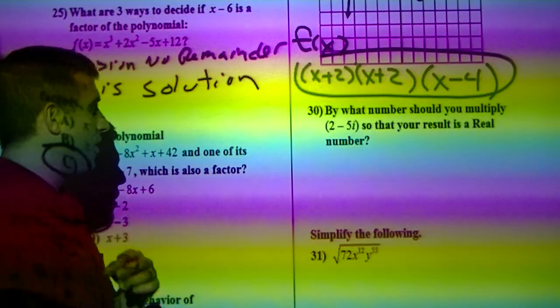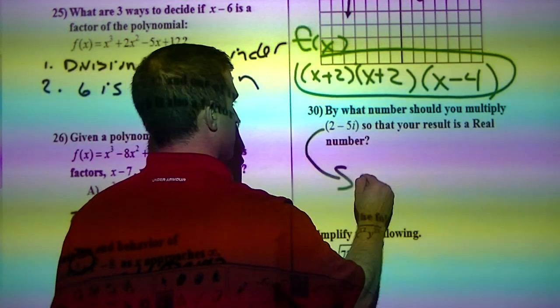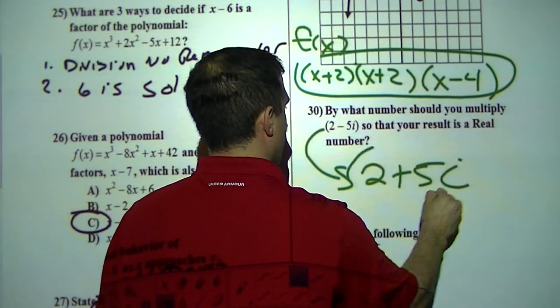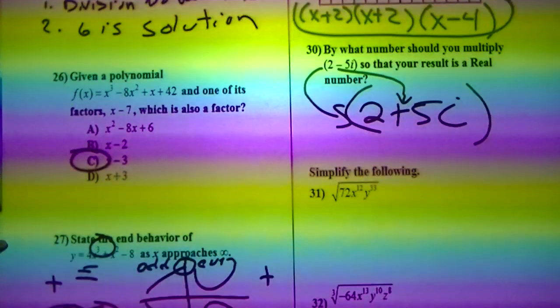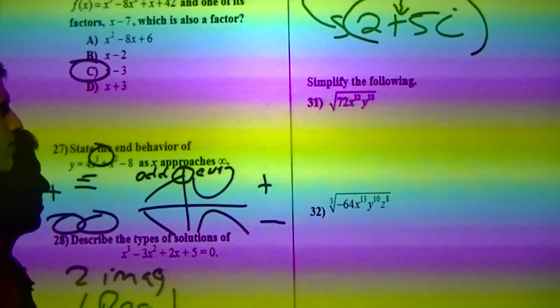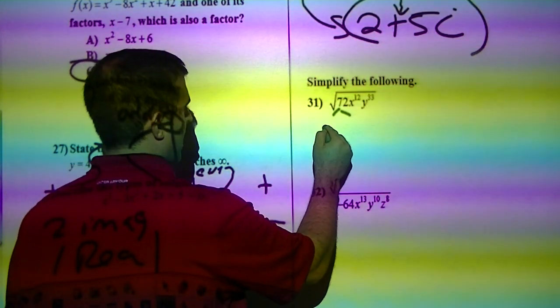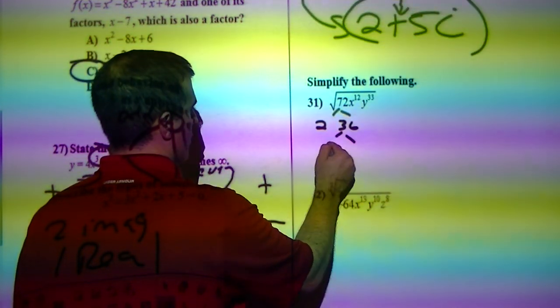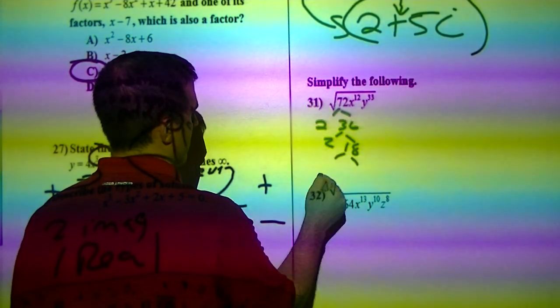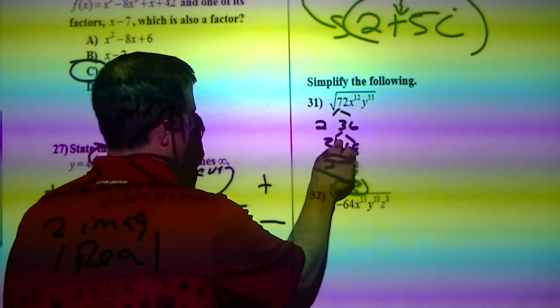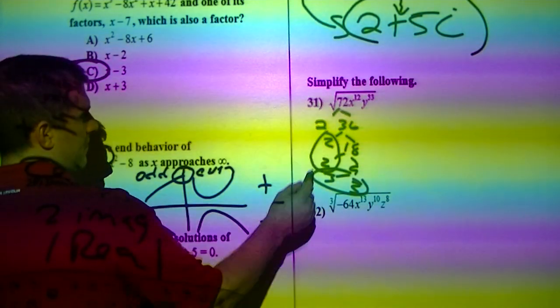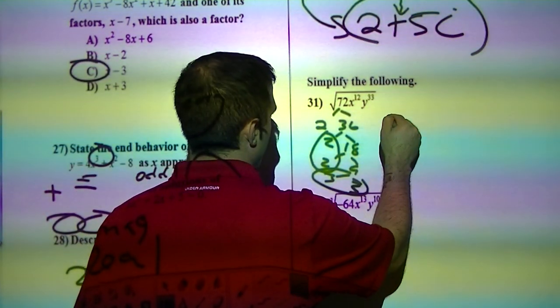By what number should you multiply so your result is a real number? The conjugate. The conjugate is just this with a change sign. Okay? Simplify the following. Okay? All right. I got 2 and 36, 2 and 18. Okay? 2 and 9, 3 and 3. Here's a pair. Here's a pair. Okay? That's left over. All right, so I got 6 square root of 2.